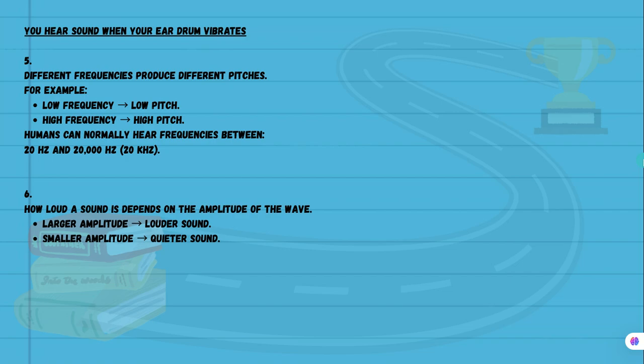Different frequencies produce different pitches. For example, low frequency is low pitch, high frequency is high pitch. Humans can normally hear frequencies between 20 Hz and 20,000 Hz, 20 kHz.